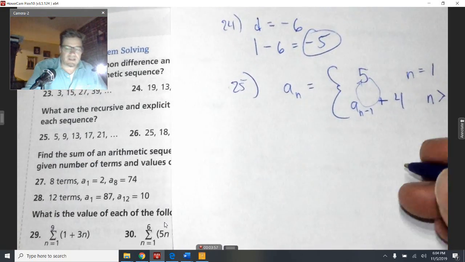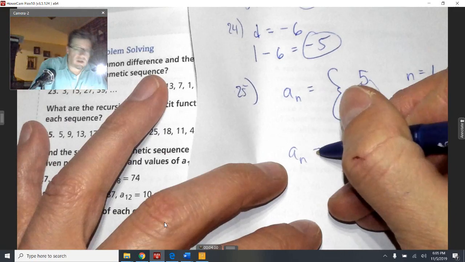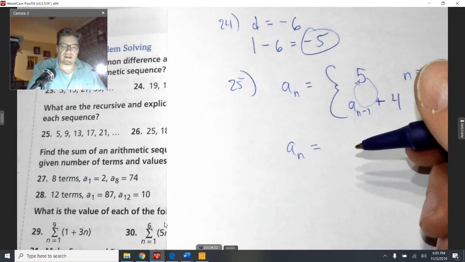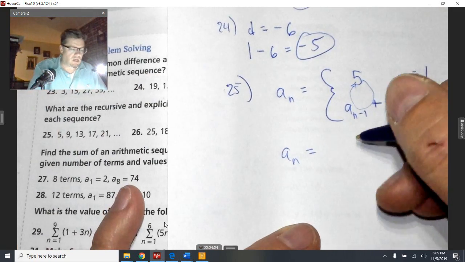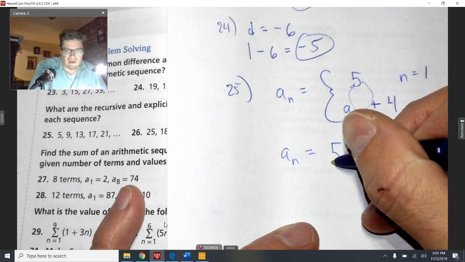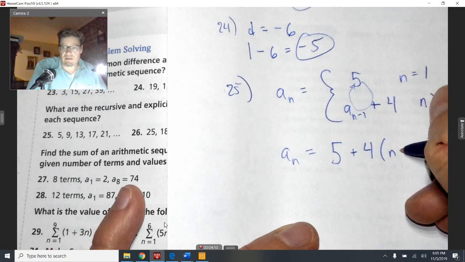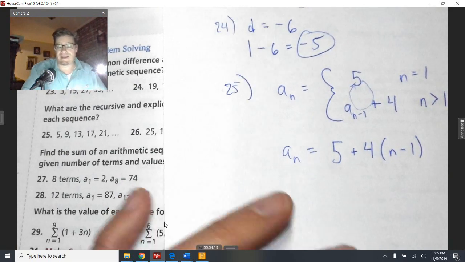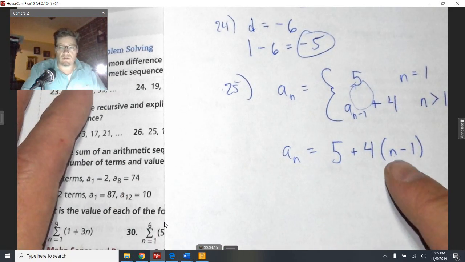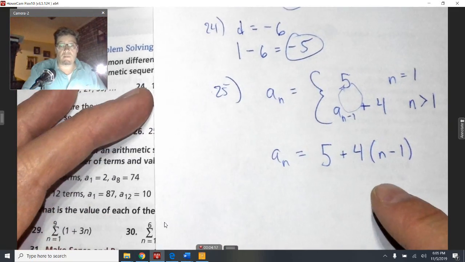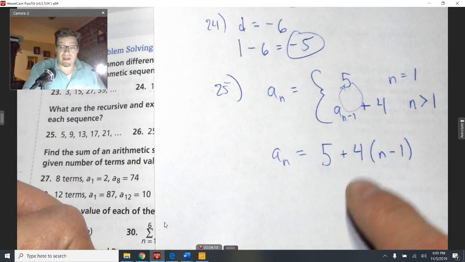So explicit just means that I'm going to use the formula that is very comfortable. This is the formula that's much easier to use. You have your first term, which is 5. You add 4 because you go up 4, and then you simply throw in the n minus 1. And that way, if you want the next term, you just plug it in.